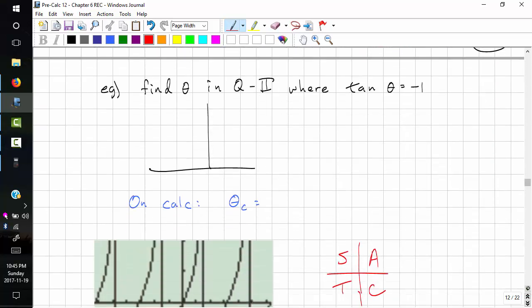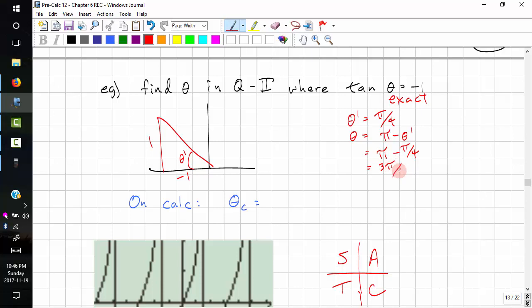Next example, find theta in quadrant 2 where tan theta equals negative 1. Theta prime, we have 1, we have negative 1. Theta prime equals pi over 4. Again, special angle, we want to find an exact answer. Theta equals pi minus theta prime. This is pi minus pi over 4. We want a common denominator. We multiply this by 4 over 4. So this is 3 pi over 4.